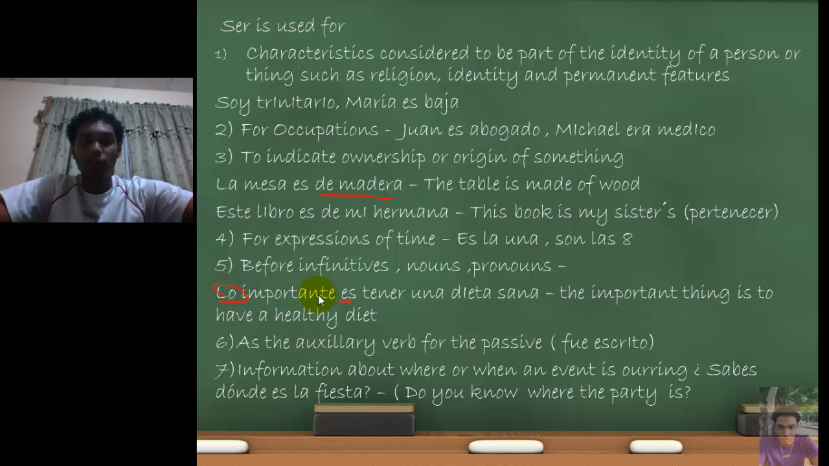Whenever you're adding lo to an adjective or an adverb, it becomes the whatever thing, right? It's used as the auxiliary verb for the passive, right? So fue escrito, was written, right?